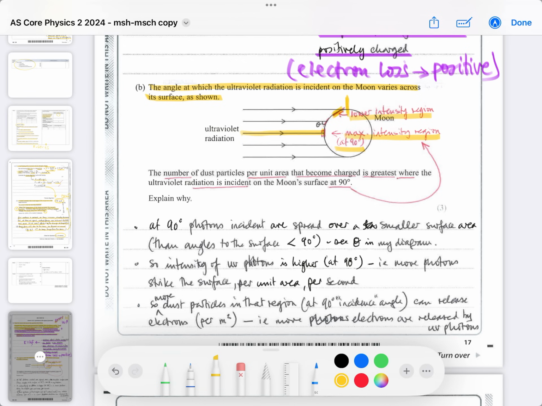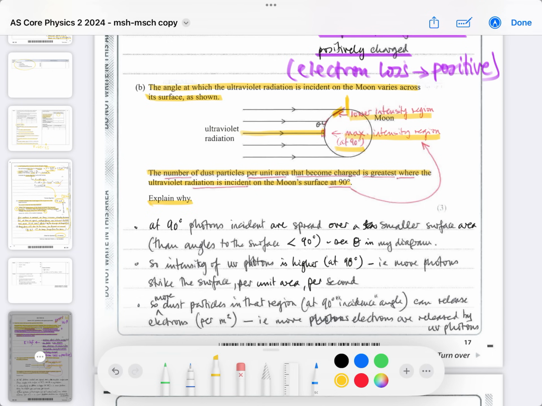So the intensity will be spread out, just like if you shine a torch directly on a piece of paper at 90 degrees to it, the area of the light will be smaller. Whereas if you tilt the paper at a large angle, then with the same torch, the light will be spread out over a larger area. Therefore, the intensity of the light is less energetic per meter squared. It says the number of dust particles per unit area that become charged is greatest where the ultraviolet radiation is incident at 90 degrees, which is what I was explaining.